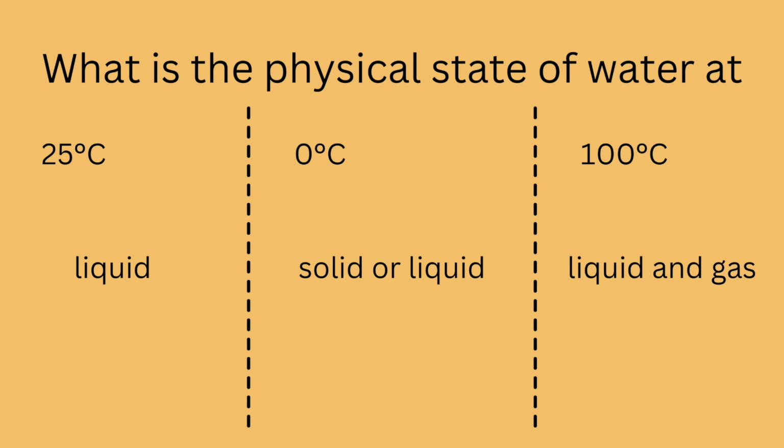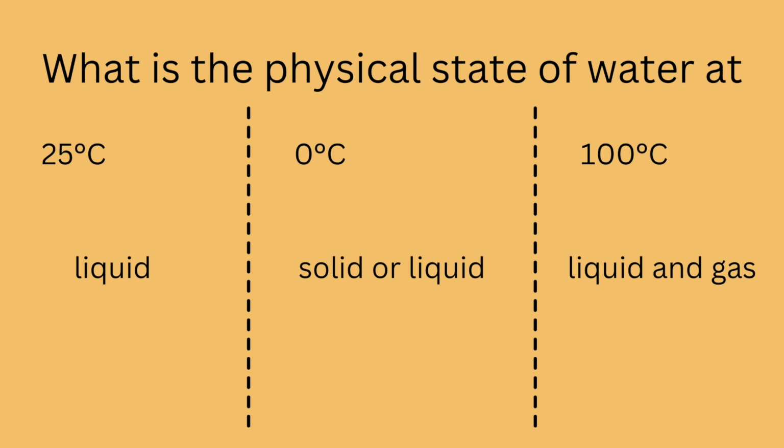What is the physical state of water at 25 degrees Celsius, 0 degrees Celsius and 100 degrees Celsius? 25 degrees Celsius is above the melting point of water, so it will obviously be a liquid, and it's way below 100 degrees Celsius, which is the boiling point of water.